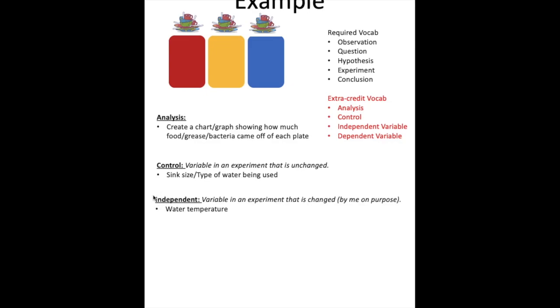Remember, independent starts with I. What am I changing? The water temperature. And what are we looking for specifically? The amount of food, grease, and bacteria that came off the dishes. So there are your specifics.